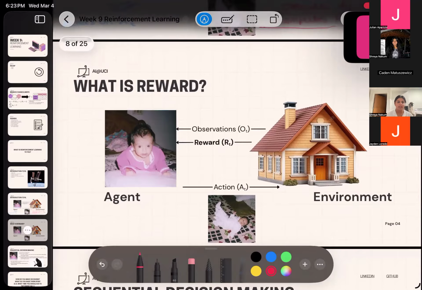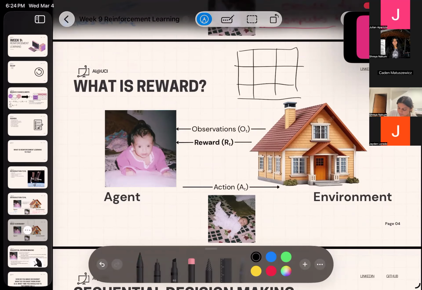So what is a reward? We touched upon this last week, so I'm just going to review it real quick. A reward is something that may be positive or negative. For example, if this baby is trying to get, let's see, why is this not there? If this is a region of where it's going to be, where it is, it's trying to get here to some toy. Maybe there's some sort of hazard here. It's trying to get here. And it can have multiple actions of trying to walk, which can cause it to fall, or just crawling.